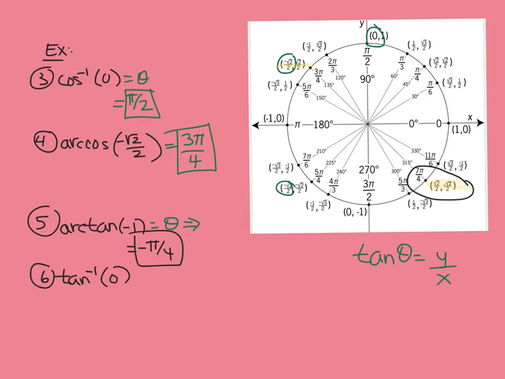All right, last one, number 6. Again, we're looking to figure out where y over x on the unit circle is equal to 0. And that's going to occur anytime you have a y value of 0. So that occurs at 0 degrees or 0 radians, and that occurs at pi or 180. But the 0 is the only one that we actually want, so the answer is going to be 0.